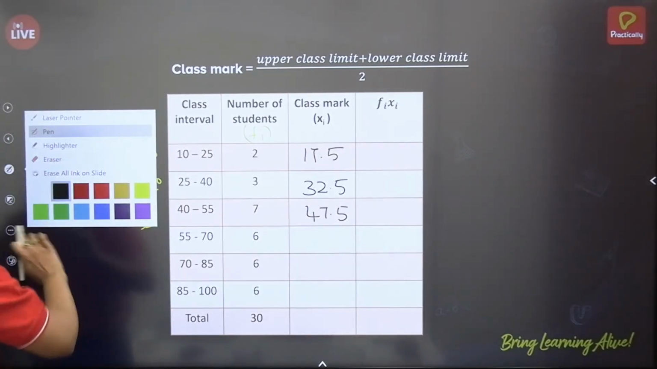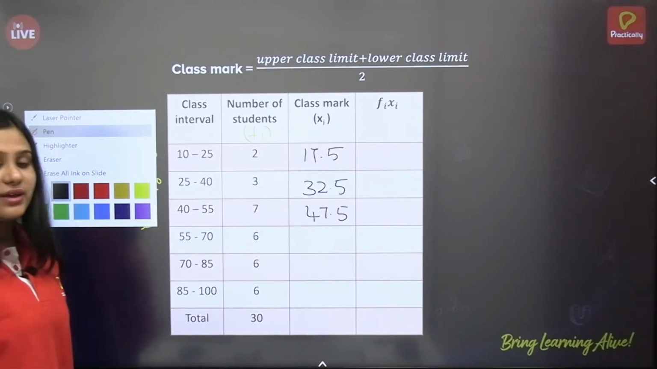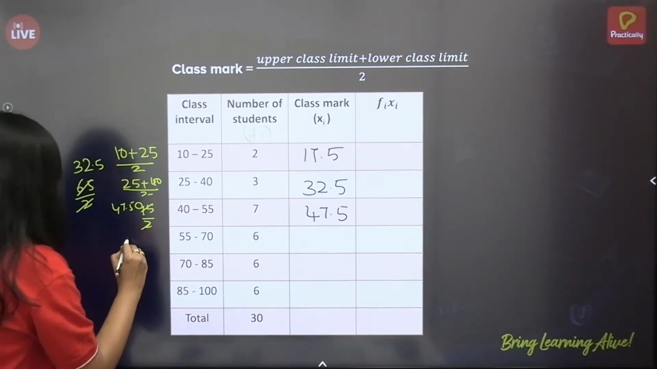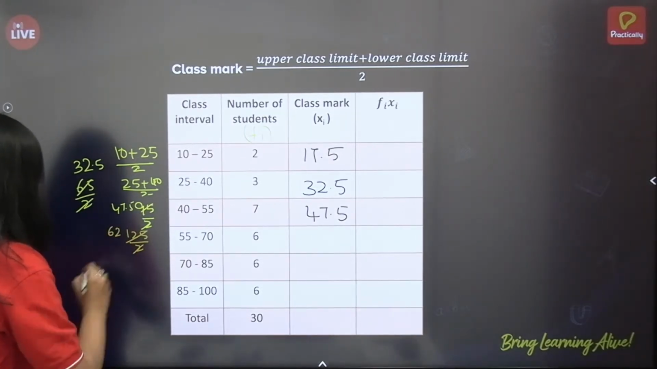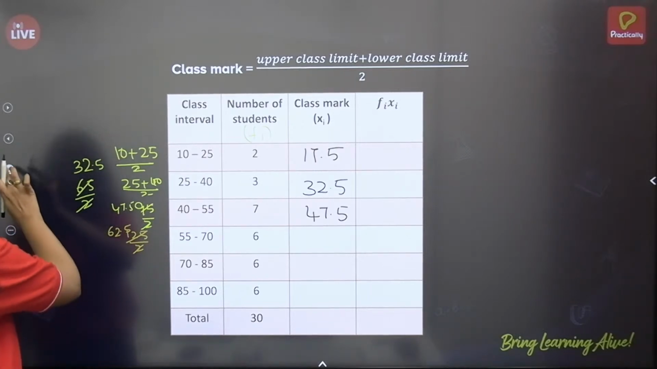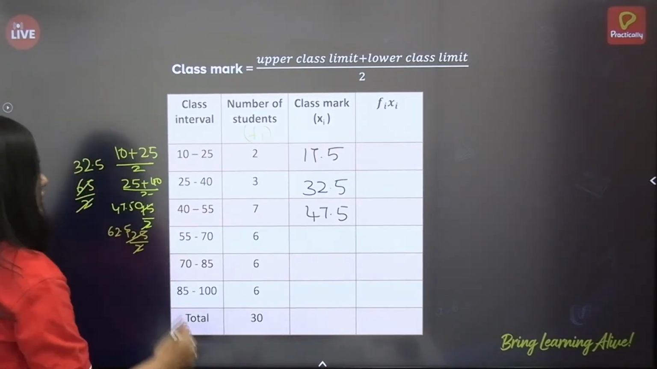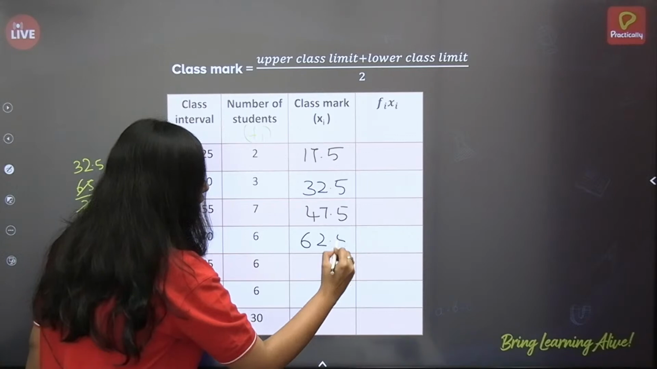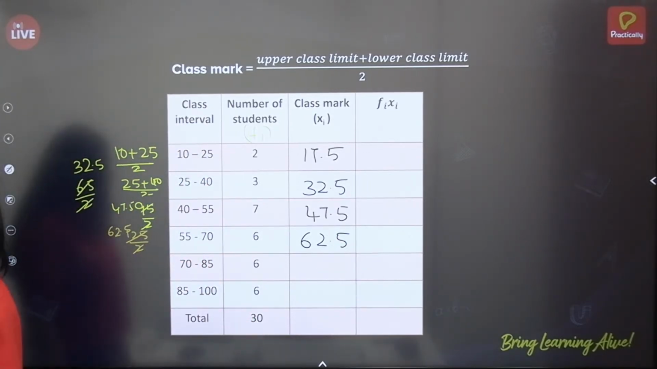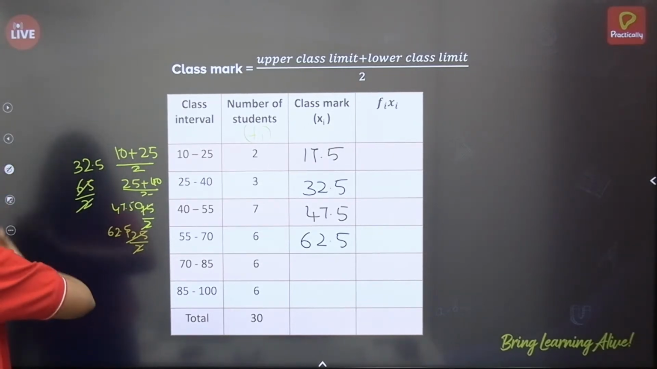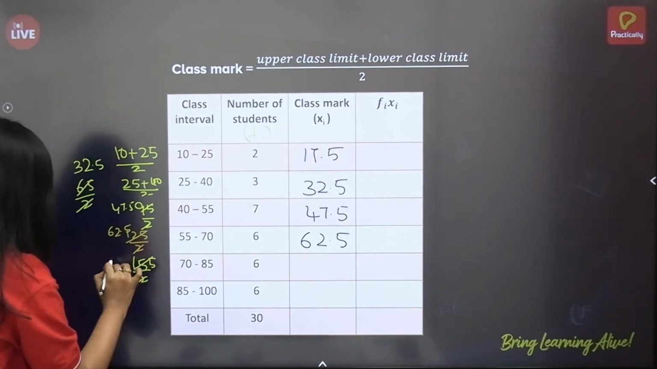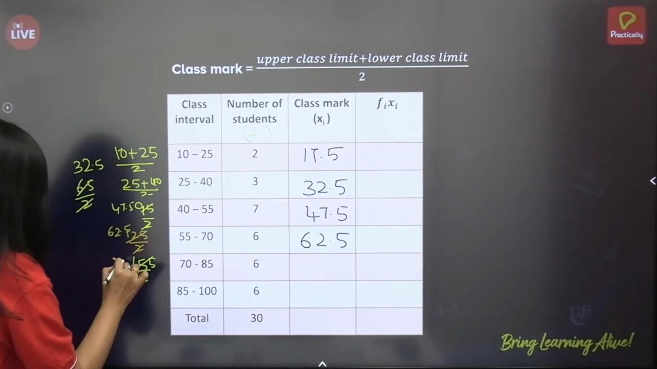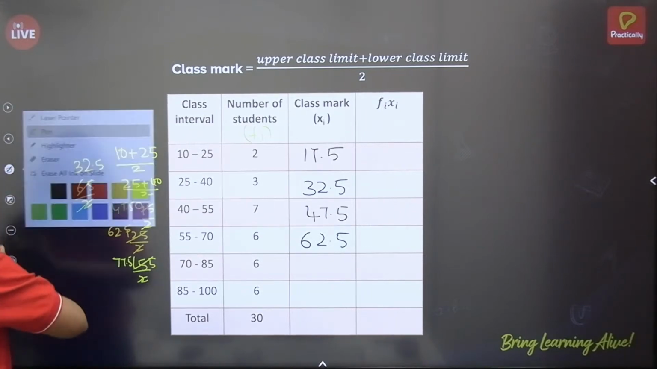Next, 55 plus 70, 125 by 2. Come on, do it. 2 times 6 is 12, 2 2s are 4, 62.5. So write it, 62.5. Next, 70 plus 85 by 2, 155 by 2. 2 7s are 14, again 2 7s are 14, 2 5s are 10, 77.5.